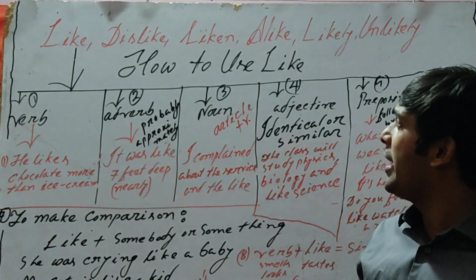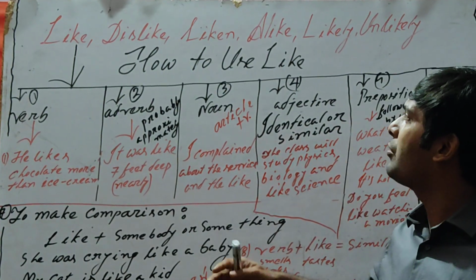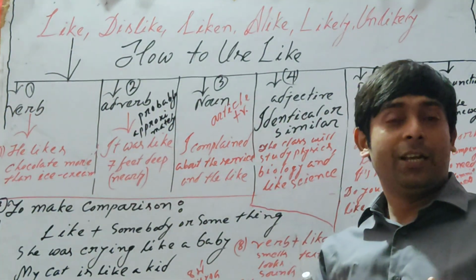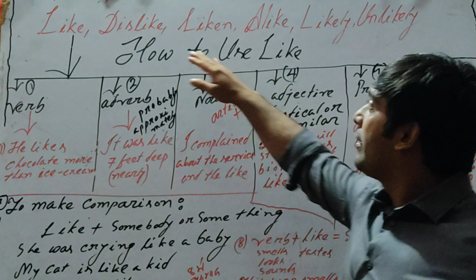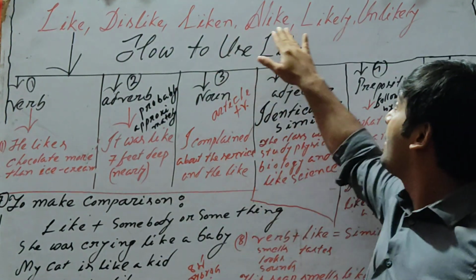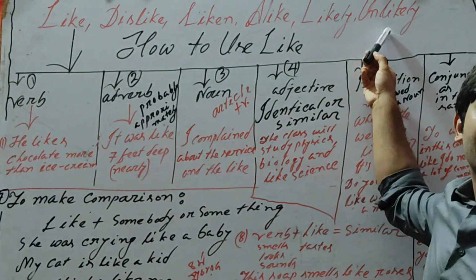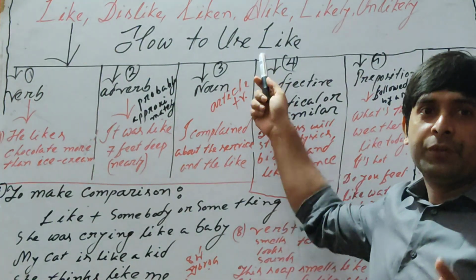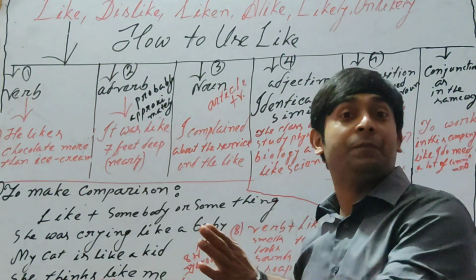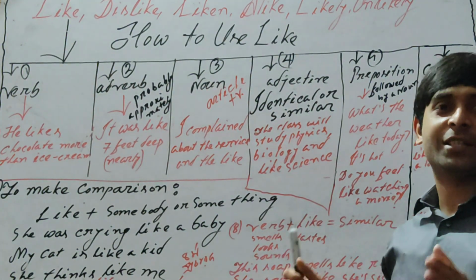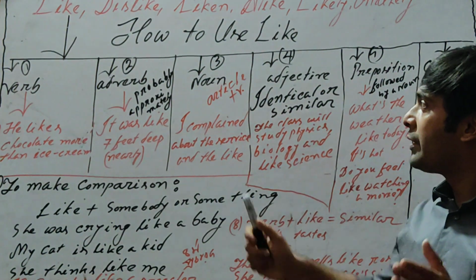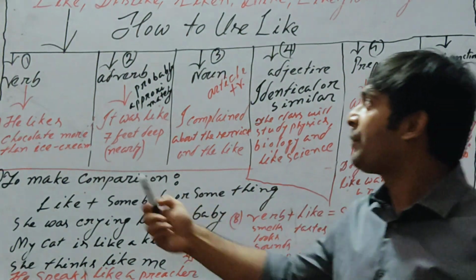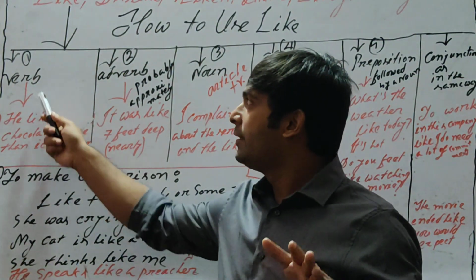Step by step, day by day, you will get other classes about dislike, liken, alike, likely and unlikely. But today I am going to teach you how to use like. Though there are 8 parts of speech, how to understand the lesson depends on the sequence. One by one I will teach you here. Please pay attention. First one, like.